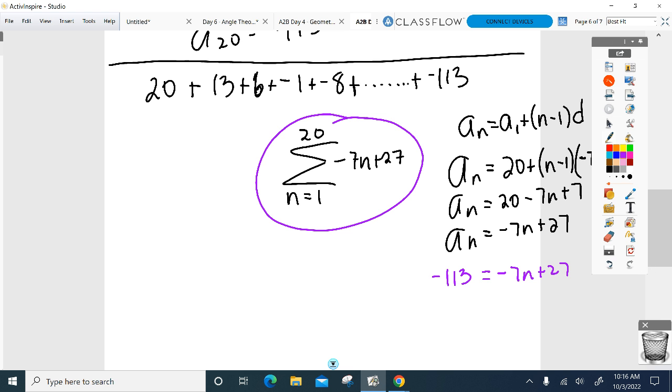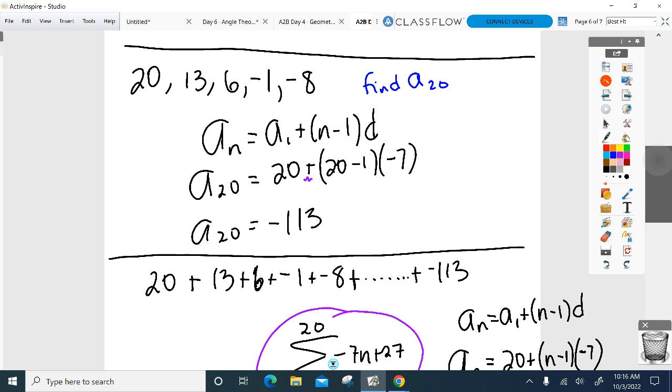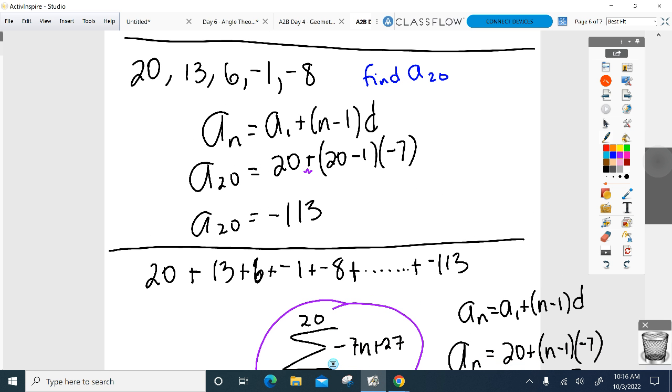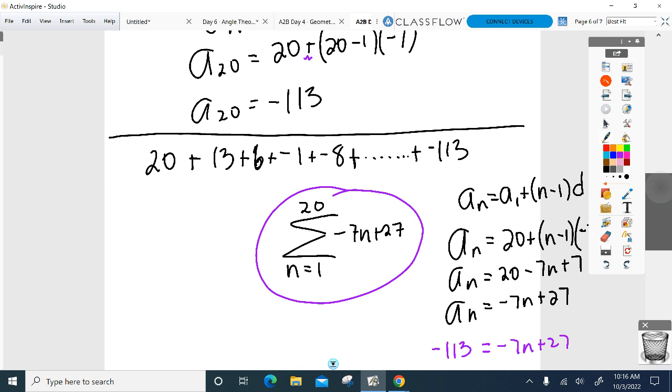So that in a nutshell is the 3 topics on your quiz tomorrow. Recursive, the formula on the formula sheet and using it in different ways, and then adding up an arithmetic sequence.